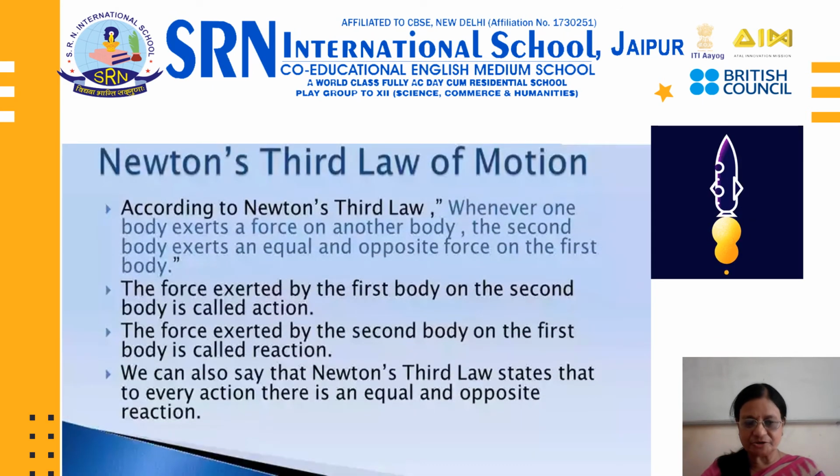Newton's third law of motion. According to Newton's third law of motion, whenever one body exerts a force on another body, the second body exerts an equal and opposite force on the first body. That means it states that to every action there is an equal and opposite reaction. So the force exerted by the first body on the second body is called action, and the force exerted by the second body on the first body is called reaction.